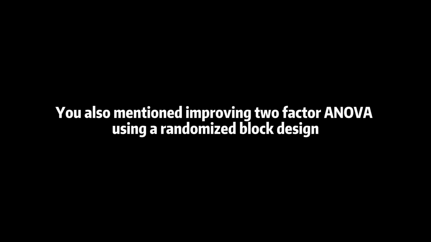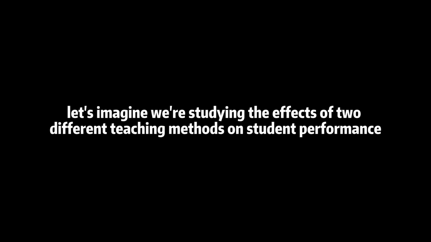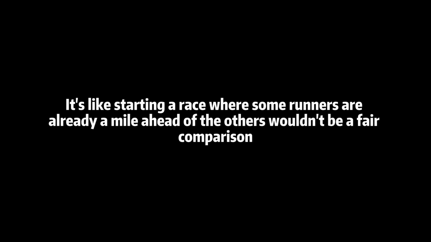You also mentioned improving two-factor ANOVA using a randomized block design. Can you remind us how that technique helps us get more meaningful results? Of course. Let's imagine we're studying the effects of two different teaching methods on student performance. We know students come into the study with different levels of knowledge, right? If we just randomly assign students to those different teaching method groups, all that variation in their existing knowledge could actually mask the true effects of the teaching methods. It's like starting a race where some runners are already a mile ahead of the others. Wouldn't be a fair comparison.